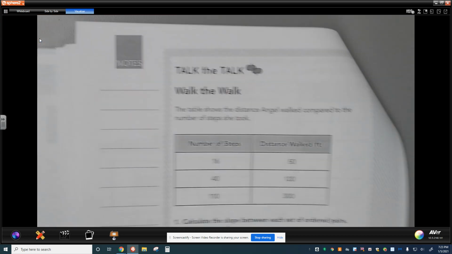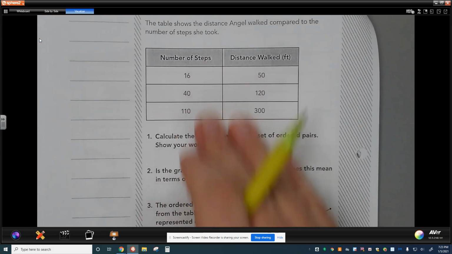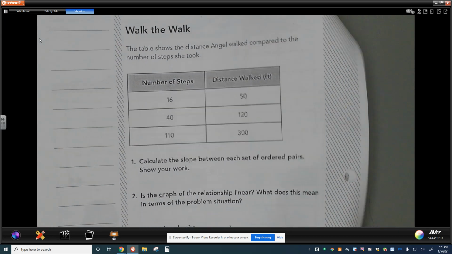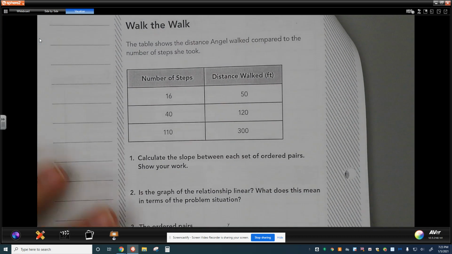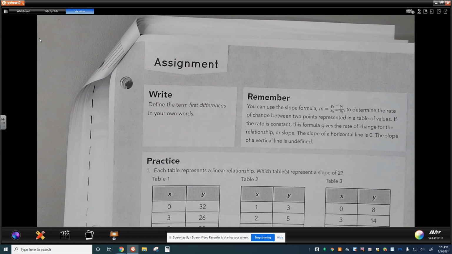Whew, and we made it. Good job. This one can be on your own. This is a little bit of extra. Talk the talk, walk the walk. That one will be up to you. Show me that, and I can show you some extra credit.